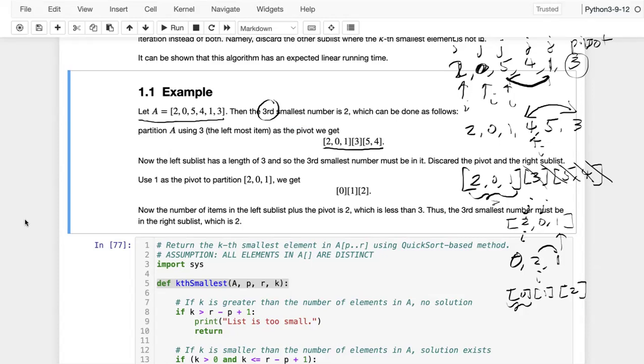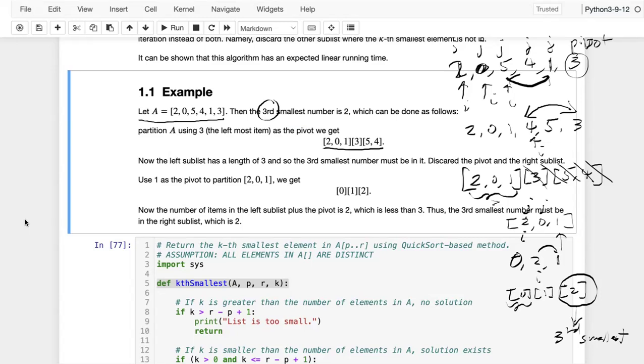Looking at this, we know the number of items in this list is less than 2. So that means that our third smallest will have to be in the right list. But now it only has one element, which is the answer. So this is the third smallest.